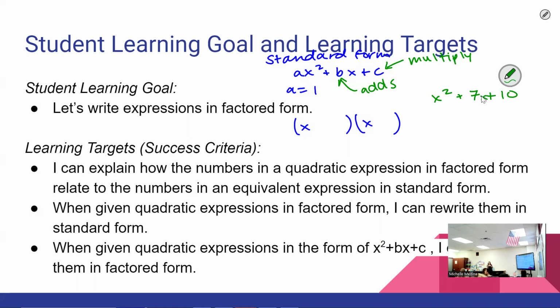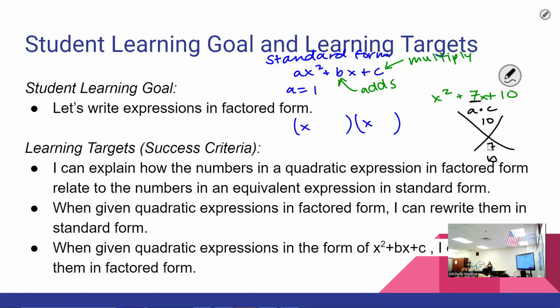So using what I just told you, some of you haven't had the lesson yet, so pay attention especially. The way that I like to organize my information is with this diamond method where it's A times C on top, B on the bottom. So A times C, 1 times 10, 10 goes on the top. The number in the B position is 7.